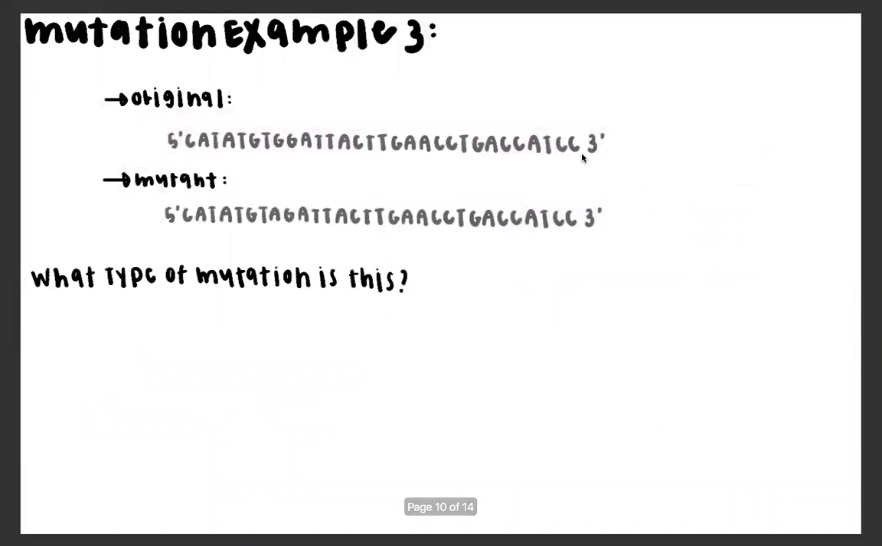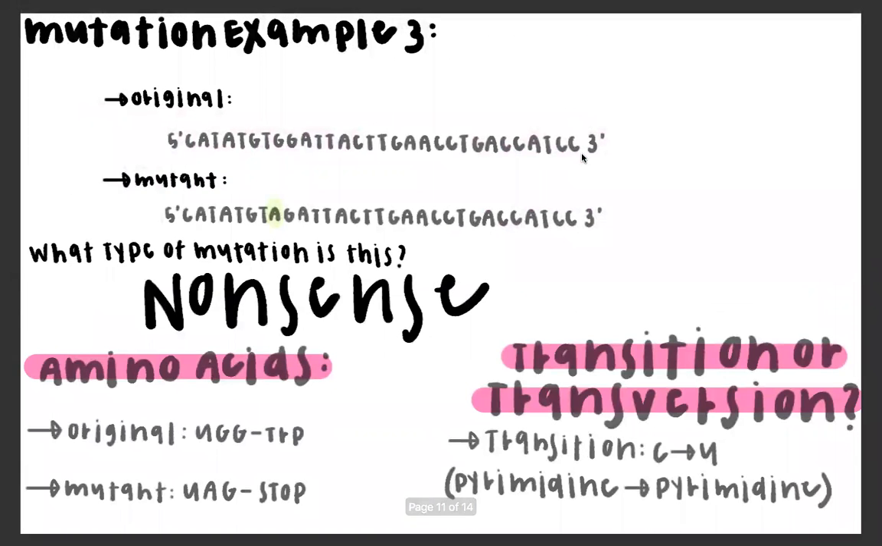For this next example, pause the video again and think of what type of mutation this problem could be. This mutation gives us a nonsense mutation. Our original DNA codes for the TRP amino acid, but our mutant DNA codes for the stop codon. Whenever you have a mutation that codes for a stop codon that had originally coded for an amino acid, you get a nonsense mutation. This is also a transition mutation because we are going from a pyrimidine to a pyrimidine.